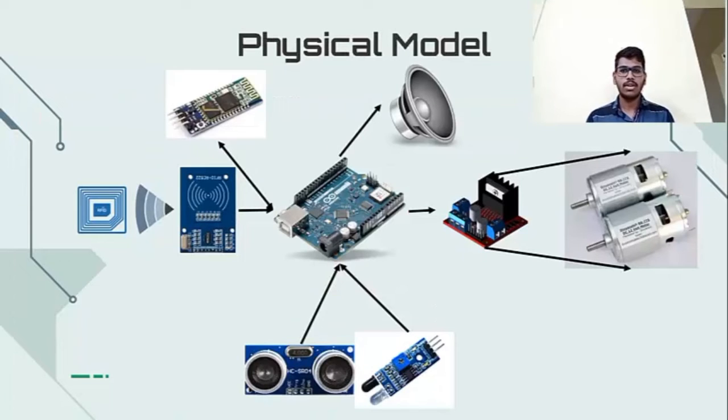This is the physical model of my project. These are the components which I have used in my project, for example, Arduino Uno, Bluetooth module, RFID sensor, IR sensor, ultrasonic sensor, speaker, motor driver, motors, etc.